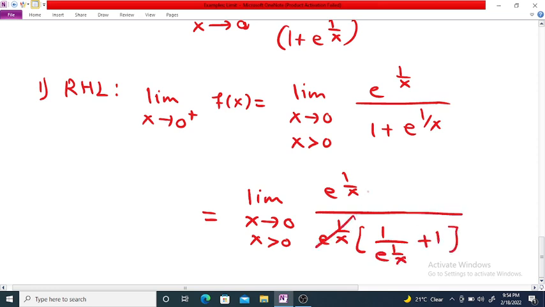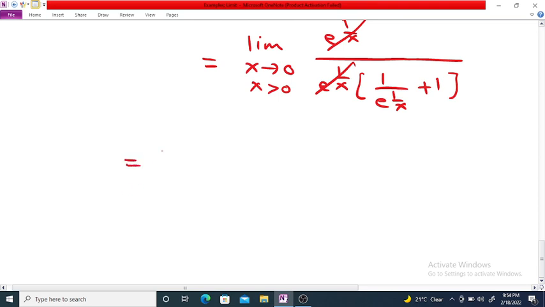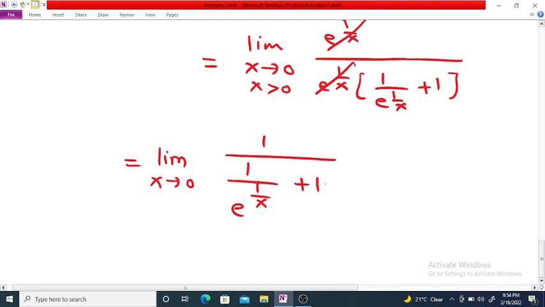So what happened here, this e raised to 1 by x gets cancelled, and it is equal to limit x tends to 0 of 1 divided by e raised to 1 by x plus 1. As x tends to 0, since x is greater than 0, this term tends to infinity. So e raised to infinity is infinity, 1 by infinity is 0, so this is 1 divided by 0 plus 1, which is equal to 1.